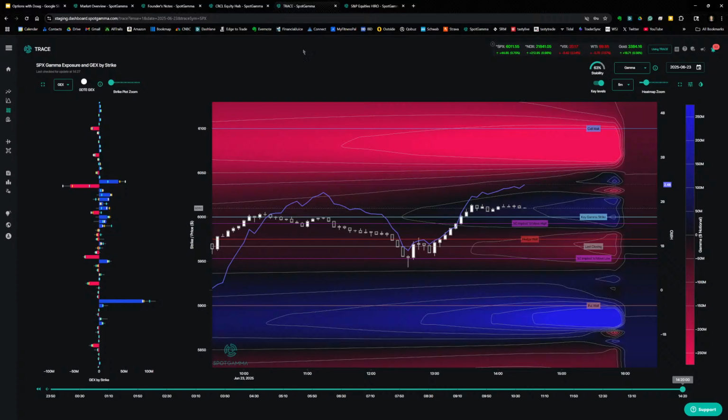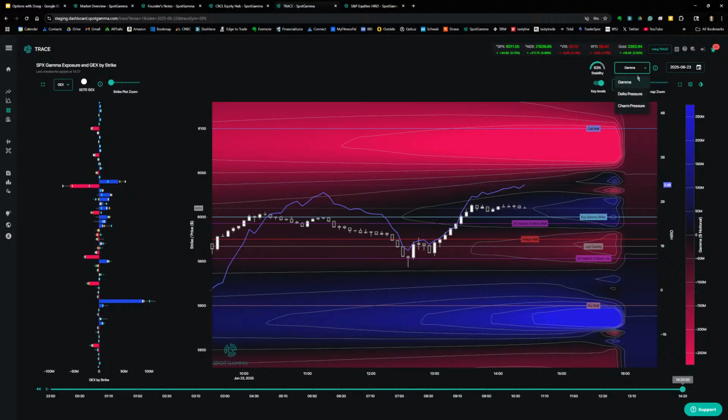All right, now the gamma heat map has turned negative for where SPX has moved. Earlier today, it was positive, and now SPX is in the center of this pocket of positive gamma, right around 6020, and SPX stuck right at that level.